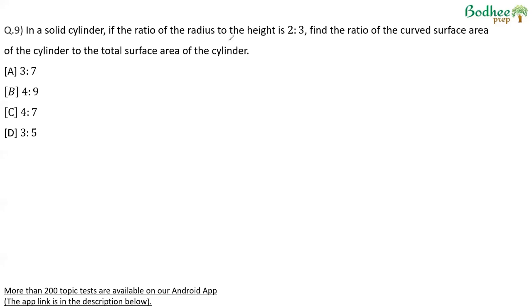In a solid cylinder, if the ratio of radius to the height is 2:3, find the ratio of curved surface area of the cylinder to the total surface area of the cylinder. So let radius be 2x, height be 3x. Therefore, curved surface area of the cylinder will be 2 pi r h. Total surface area will be 2 into pi into r into h plus r.